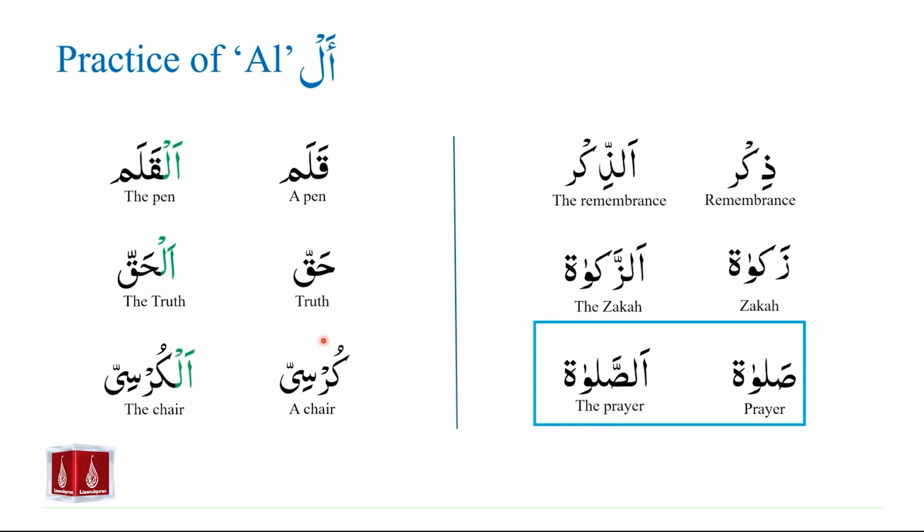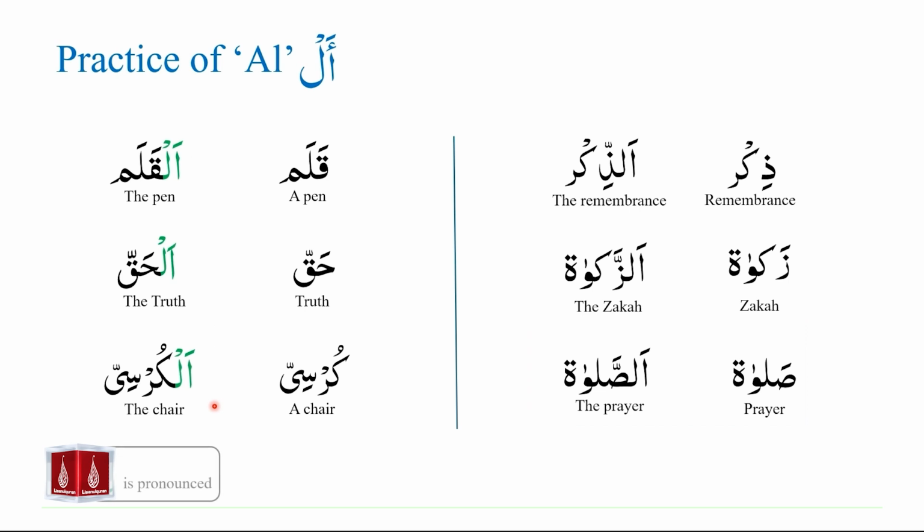If we pay attention, in the first column, I have been pronouncing the lam. I have been saying al-qalam, al-haq, al-kursi. So there are examples in which the lam will be pronounced. And in the second column, I'm not pronouncing the lam. I'm calling these words az-zikr, az-zakah, as-salah. I'm not saying al-zikr or al-zakah or al-salah, but the right pronunciation is az-zikr, az-zakah, as-salah.